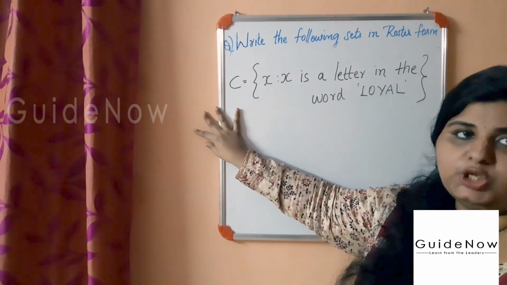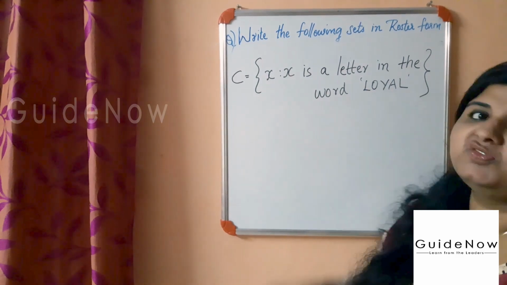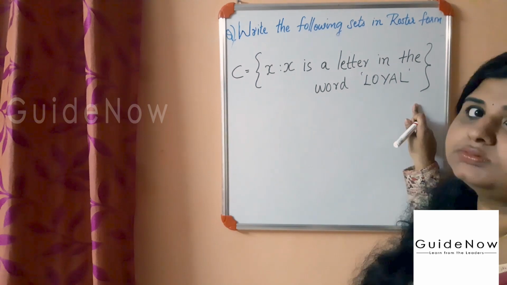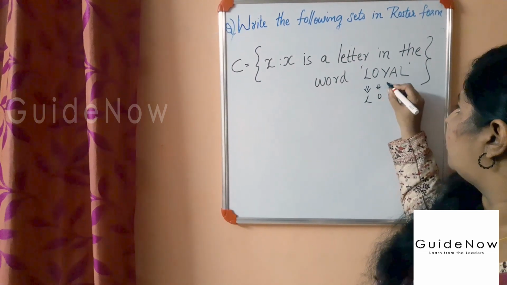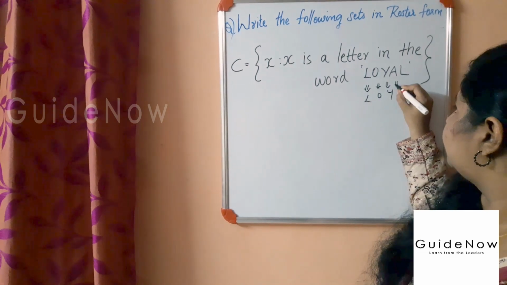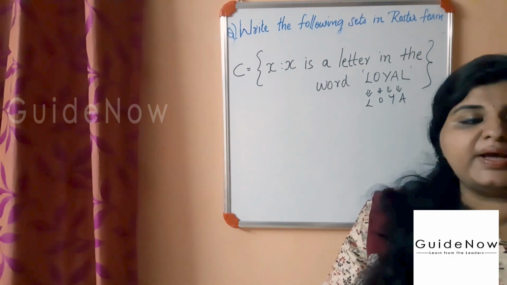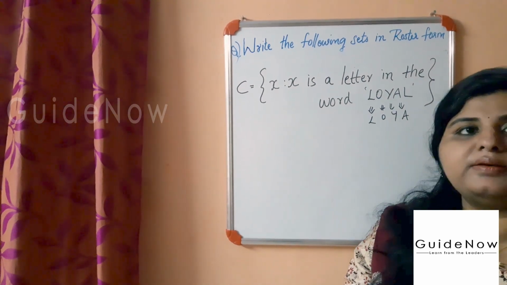Set C is equal to X such that X is a letter in the word loyal. What are the letters in the word loyal here? L, O, Y, and A. Again L is repeating. No need to write L because you have to write only the letters. Here L is already written, so the second time L no need to write.